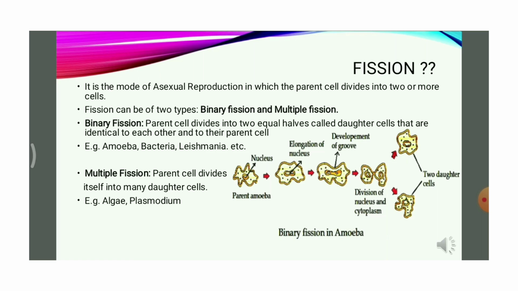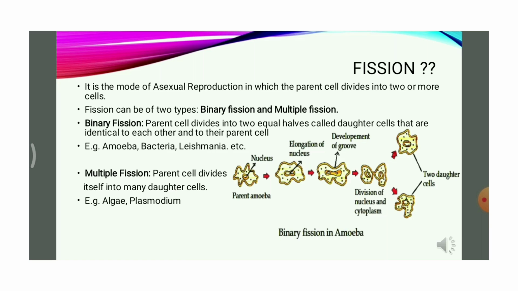So fission is nothing but division, which involves the parent cell that divides into two or more cells. This fission can be of two types. Basically, this fission is divided into two types, that is binary fission and multiple fission. So what is binary fission? Binary fission is a type of asexual reproduction in which the parent cell divides into two equal halves. Binary meaning two. So two equal halves are produced.